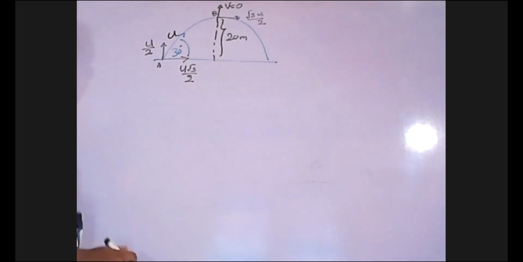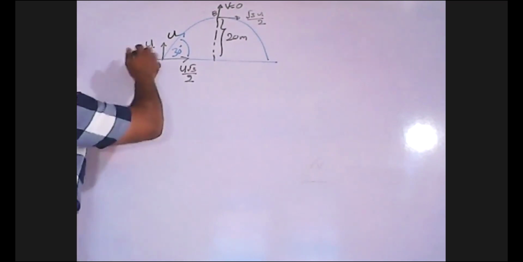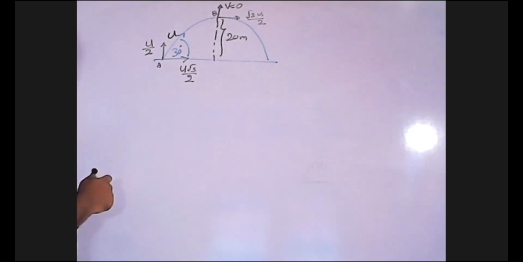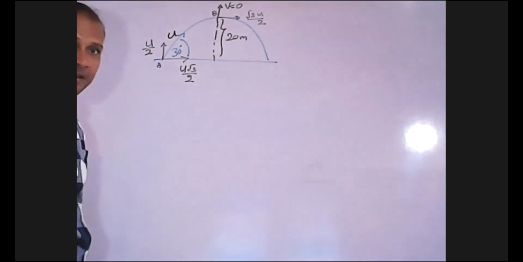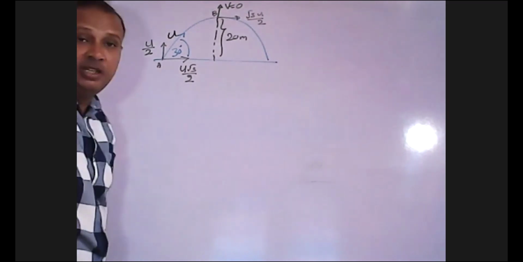Now you know the maximum height. You want to find the initial velocity. So how to find the initial velocity? How to find that one? Tell me. What should I apply? What equation should I use?